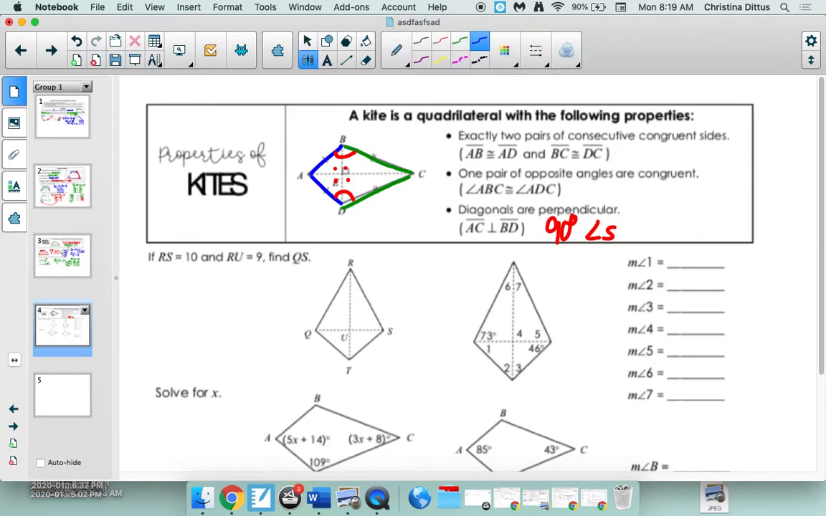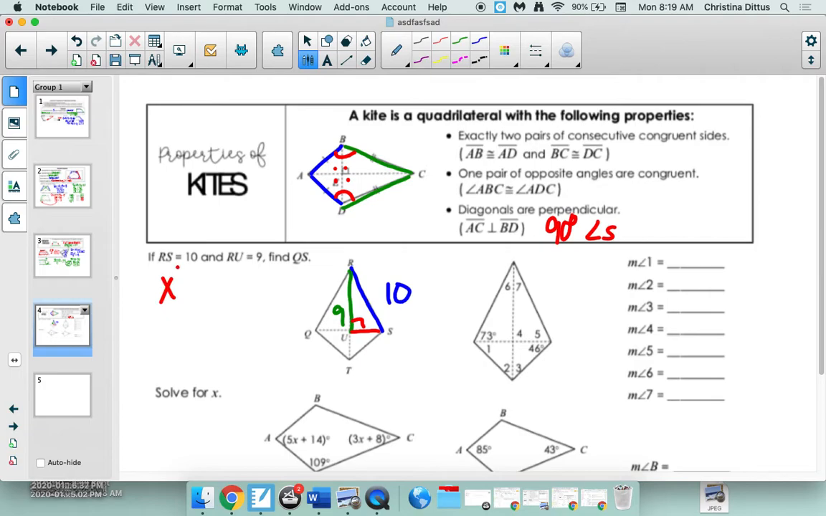Alright. So if RS is 10 and RU is 9, I need to find QS. First off, I'm going to find US, because what do I know is right here? 90 degrees. So how can I find US? Yeah, Pythagorean theorem. How am I going to set it up? 9 squared plus x squared equals 10 squared.